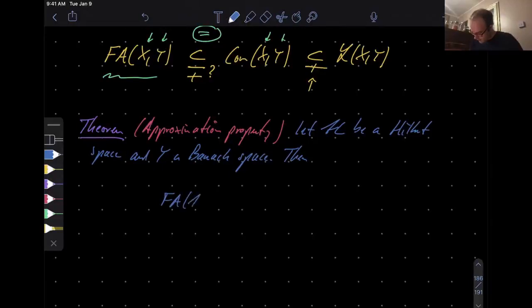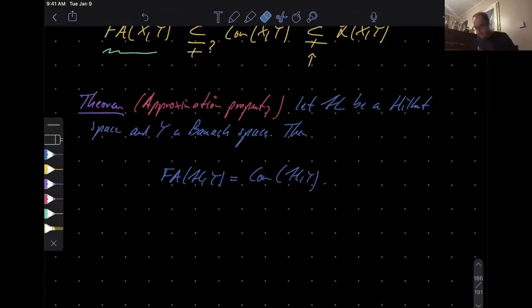Finite-rank approximable operators on H are exactly the same as compact operators on H, right? So the only thing we have to show is this inclusion here. The other inclusion we already have. That's an easy property of finite approximable linear transformations. So that's the approximation property.